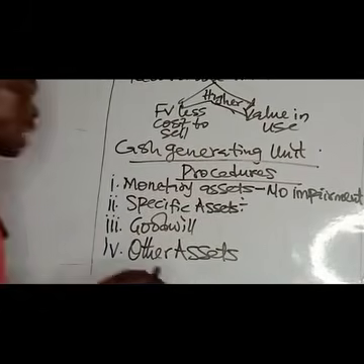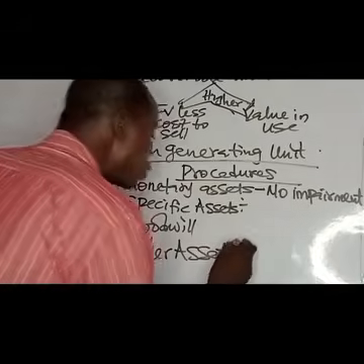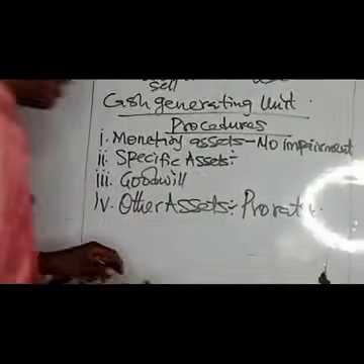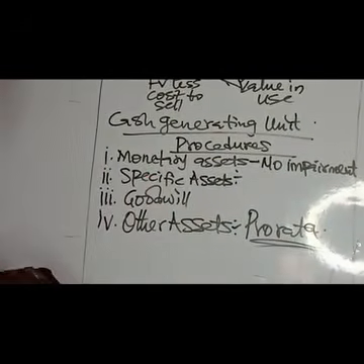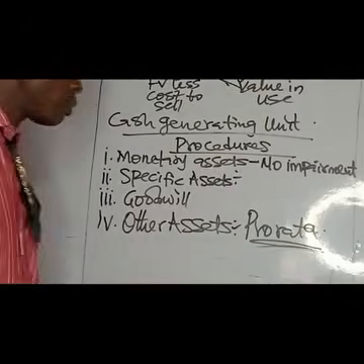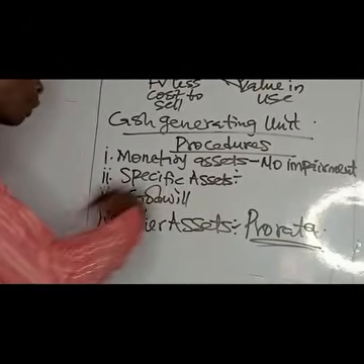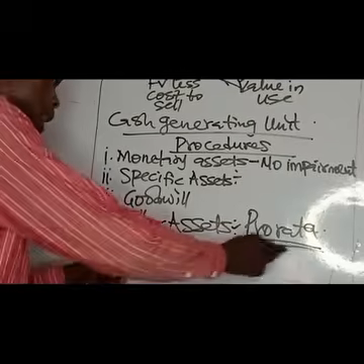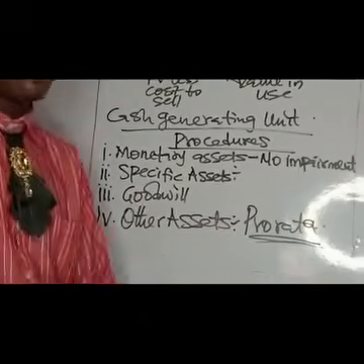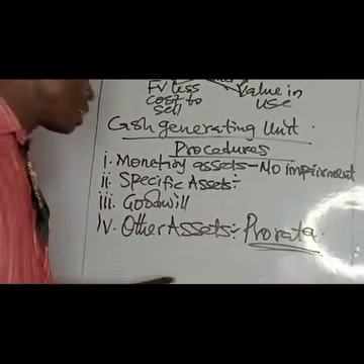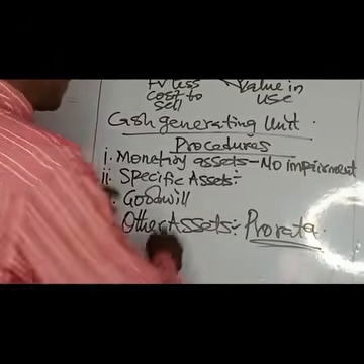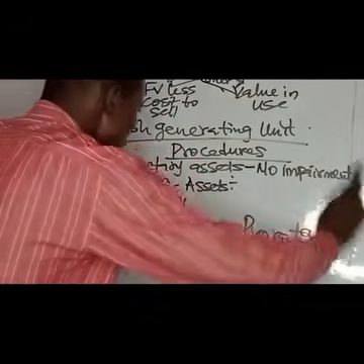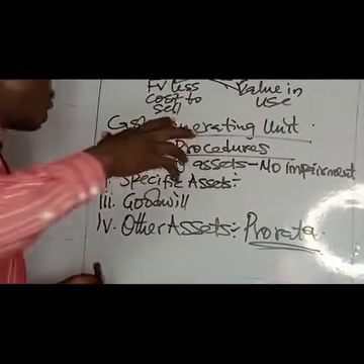Then you are going to allocate impairment loss to other assets on a pro rata basis. That is, you are going to apply proportion, the proportion it bears from the total asset. You are going to use proportion to allocate impairment loss to other assets. By the time we take a worked example, you will understand my explanation better. So these are the procedures for allocating impairment loss to a cash generating unit.